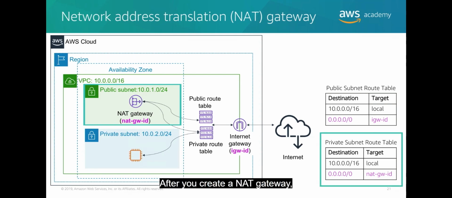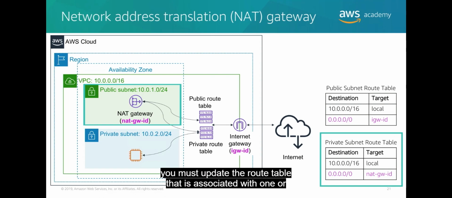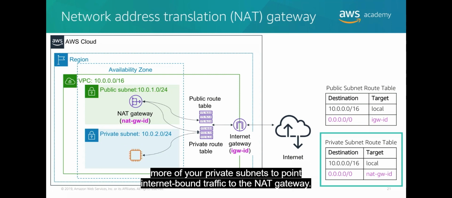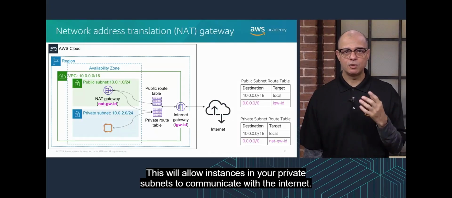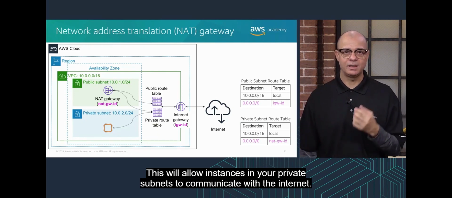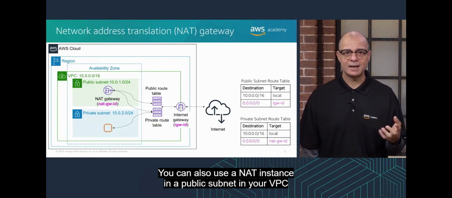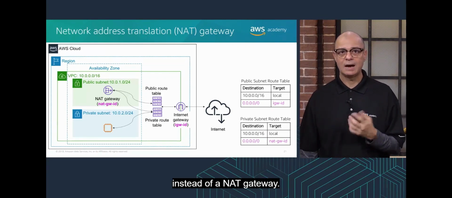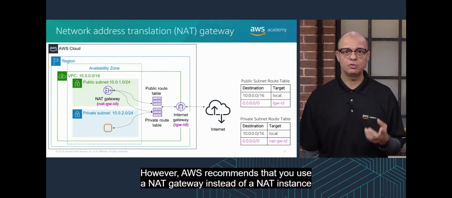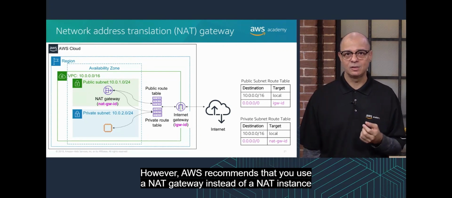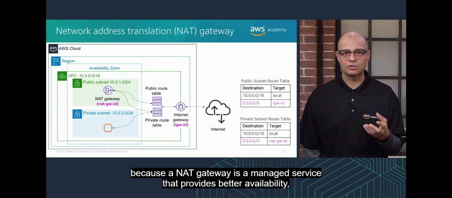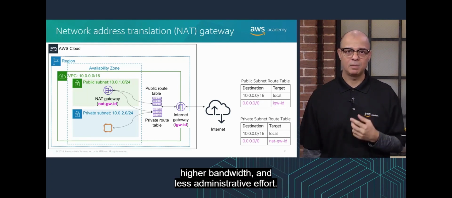After you create a NAT gateway, you must update the route table that is associated with one or more of your private subnets to point internet-bound traffic to the NAT gateway. This will allow instances in your private subnets to communicate with the internet. You can also use a NAT instance in a public subnet in your VPC instead of a NAT gateway. However, AWS recommends that you use a NAT gateway instead of a NAT instance because a NAT gateway is a managed service that provides better availability, higher bandwidth, and less administrative effort.